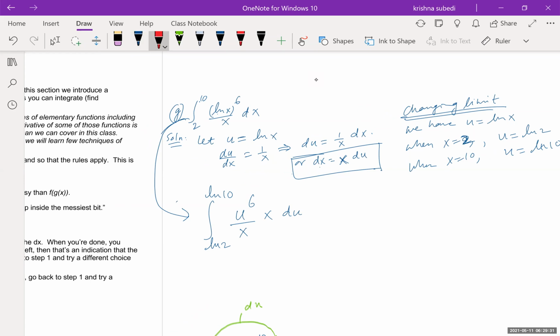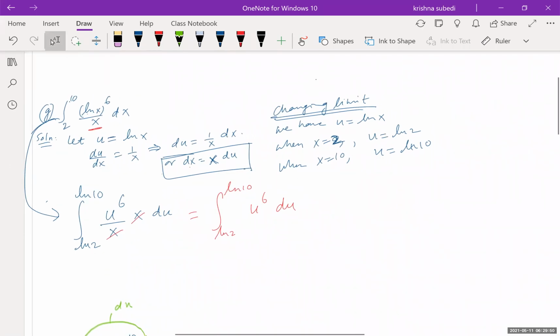Okay, dx means x du. So this x and this x cancel out. So basically what you get is ln 2 to ln 10 of u raised to power 6 du. Look at this, so simple, right? Earlier it looked so complicated, but now it changes into a very simple function, and that's the power of substitution rule.